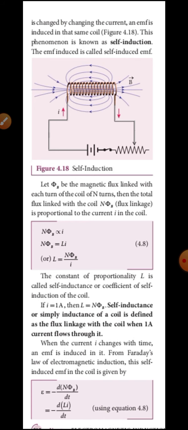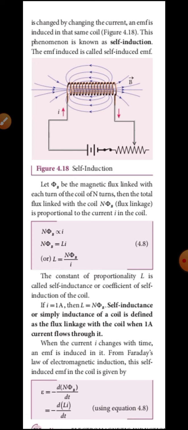Then next we learn self-inductance, or simply inductance. See the definition. Self-inductance or simply inductance of a coil is defined as the flux linkage with the coil when 1 ampere current flows through it. This is known as self-inductance.